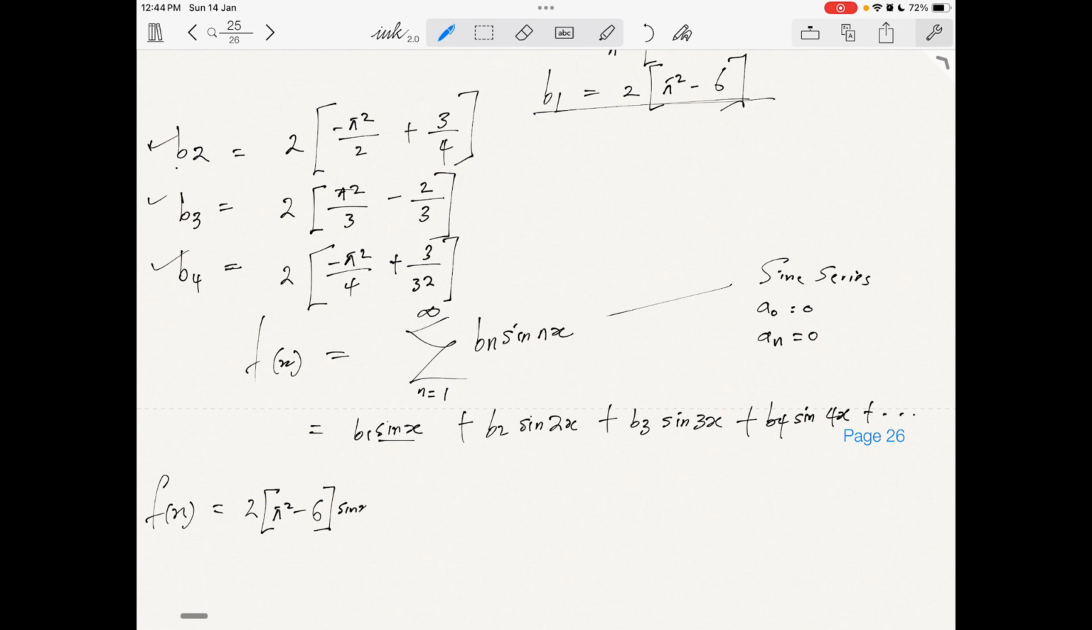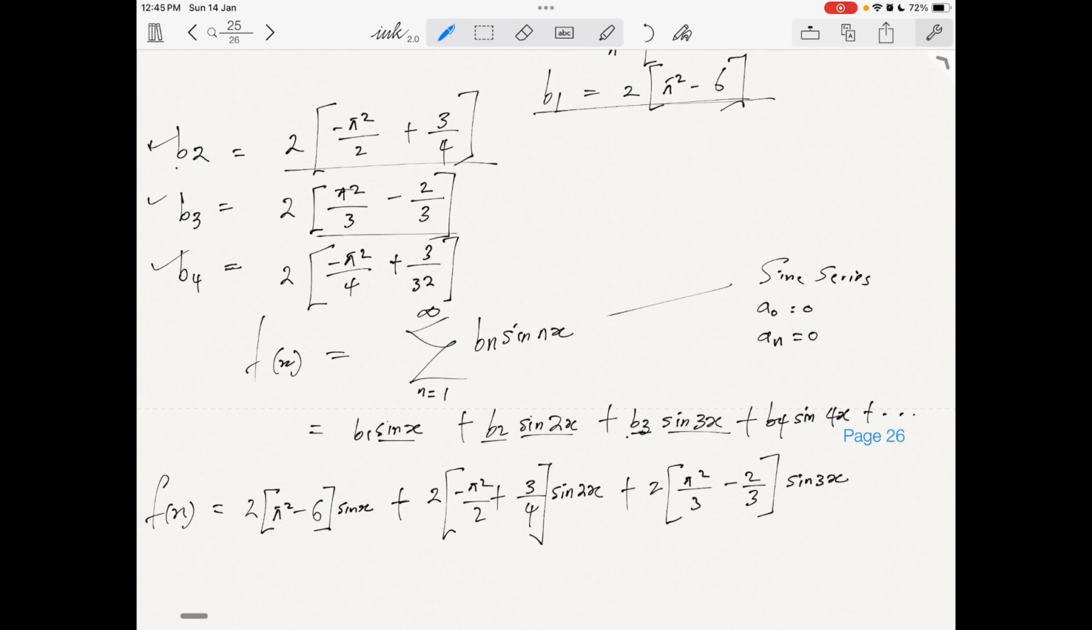multiplied by sine x, plus b2, which is 2 times minus pi squared over 2 plus 3 over 4, multiplied by sine 2x, plus b3, which is 2 times pi squared over 3 minus 2 over 3, multiplied by sine 3x, and b4, plus 2 times minus pi squared over 4 plus 3 over 32, multiplied by sine 4x.